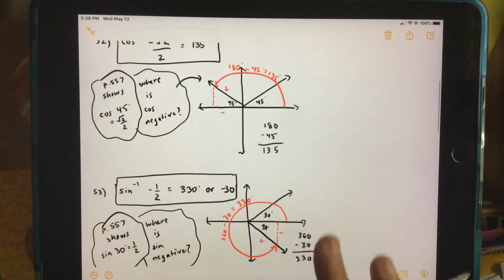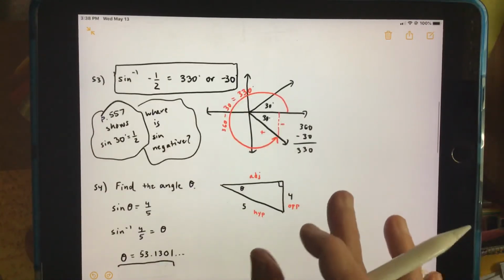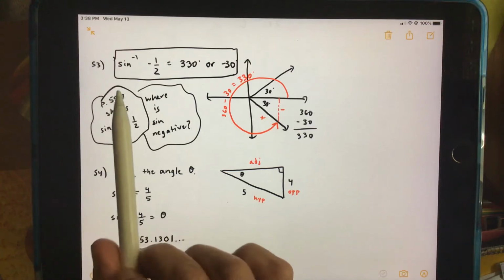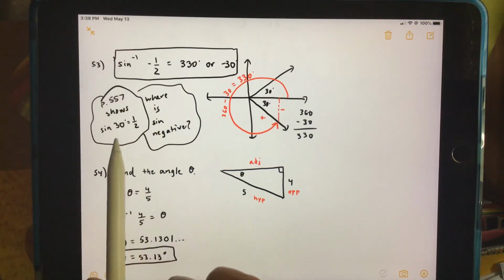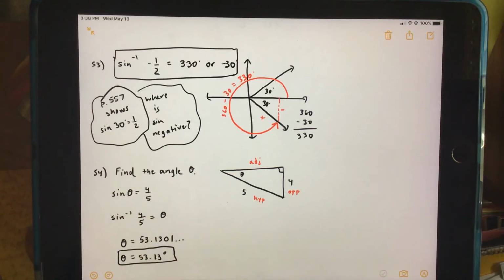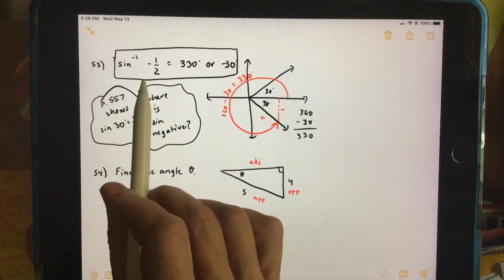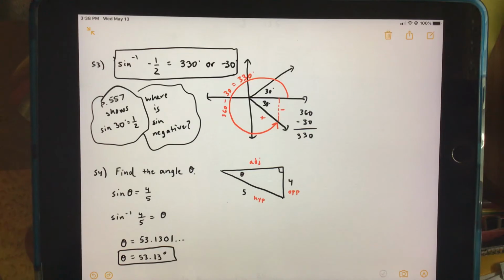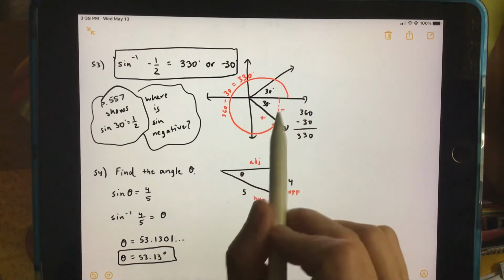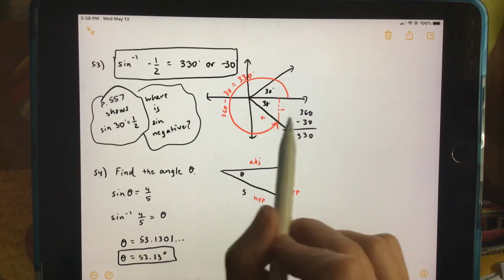Sample 3, we're still on page 557, using that information for those special angle trig functions to answer this question as well. So on page 557, we see that the angle whose sine is 1/2 is 30 degrees. But we want to know what is the angle whose sine is negative 1/2. So we have to ask, where is sine negative? Well, here we are with 30 degrees where everything is positive. Our quadrant 4 will be where sine is negative.